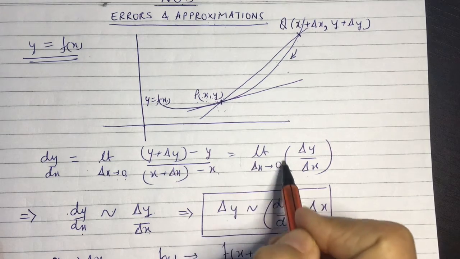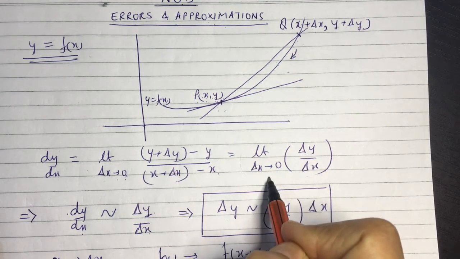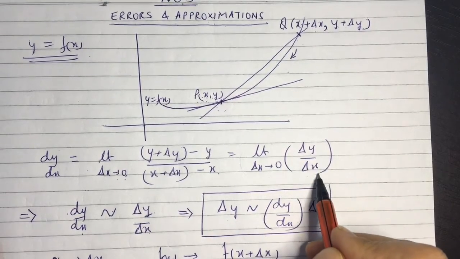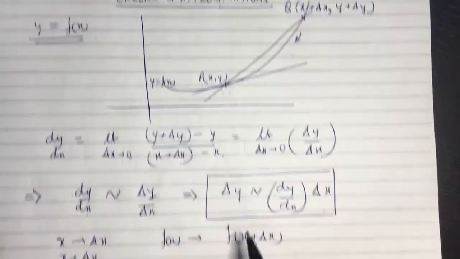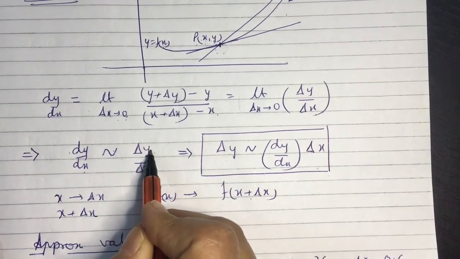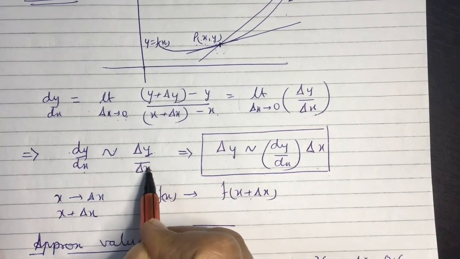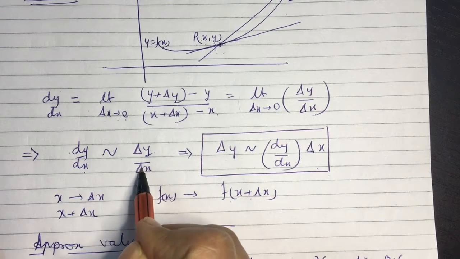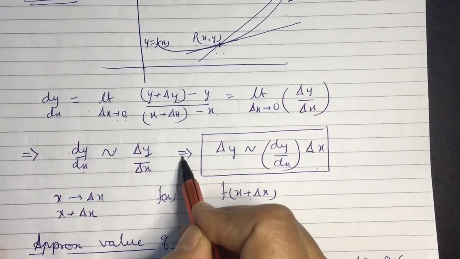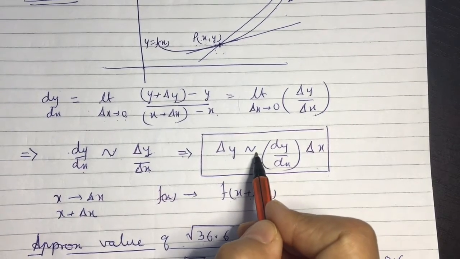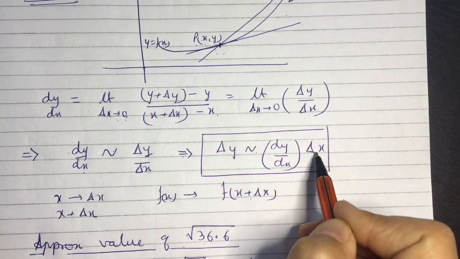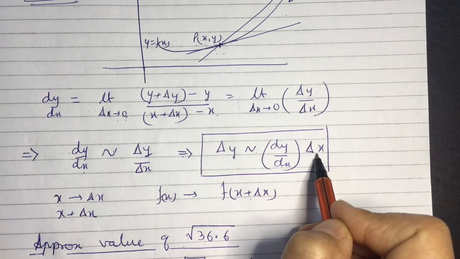If we drop this limiting sign, dy by dx will be approximately equal to delta y by delta x. So we write dy by dx is approximately equal to delta y by delta x. Now this is simply a ratio, so you can take the denominator delta x to the other side. This gives us delta y is approximately equal to dy by dx into delta x.